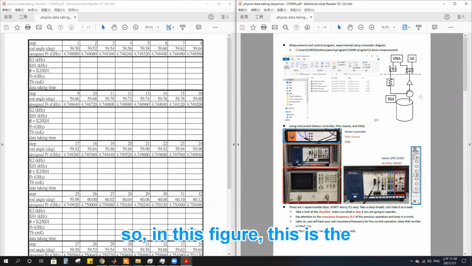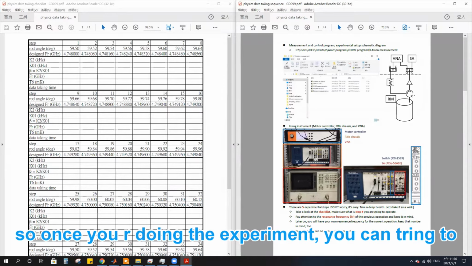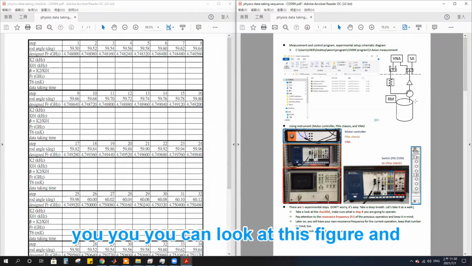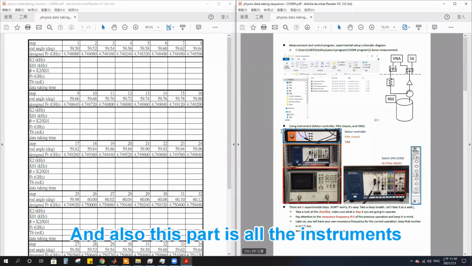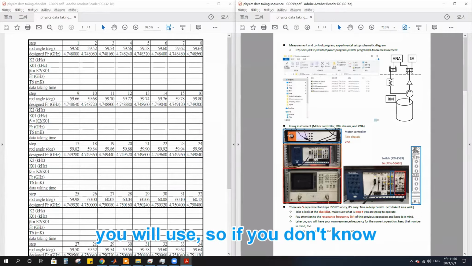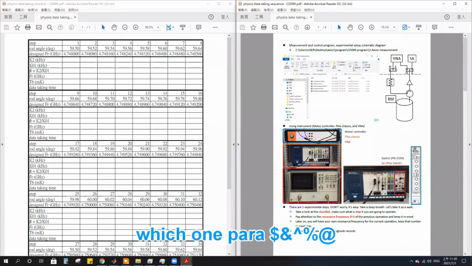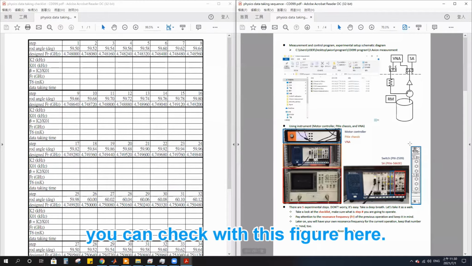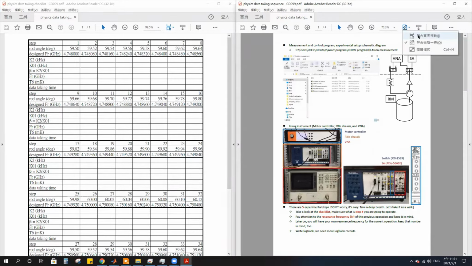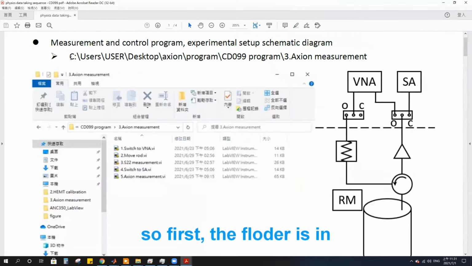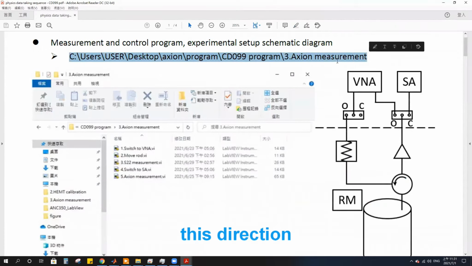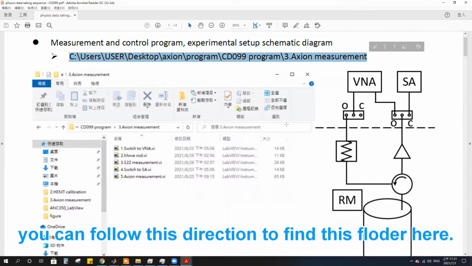So in this figure, this is the setup schematic diagram. Once you are doing an experiment, you can look at this figure and you will understand what you are trying to do right now. And also this part is all the instruments you will use. So if you don't know which device you are working with, you can check with this figure here. Okay, so first, the folder is in these directions. If you cannot find it, you can follow this direction to find this folder here.